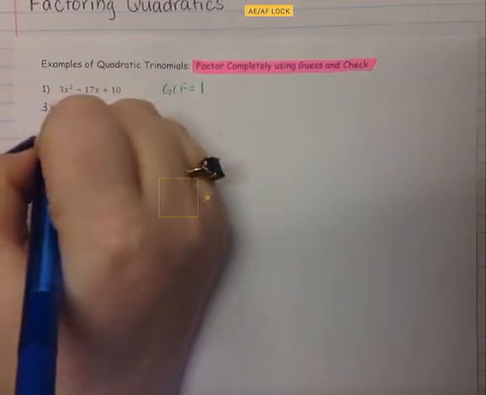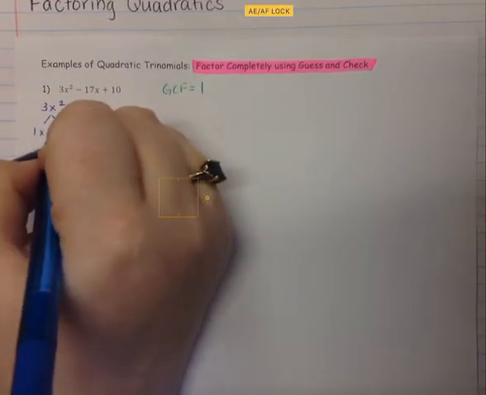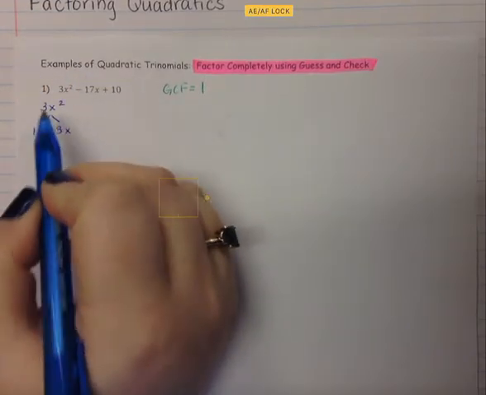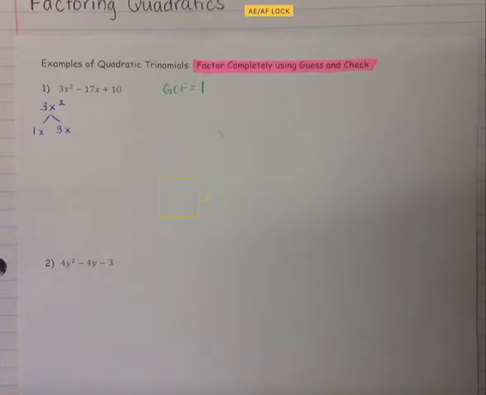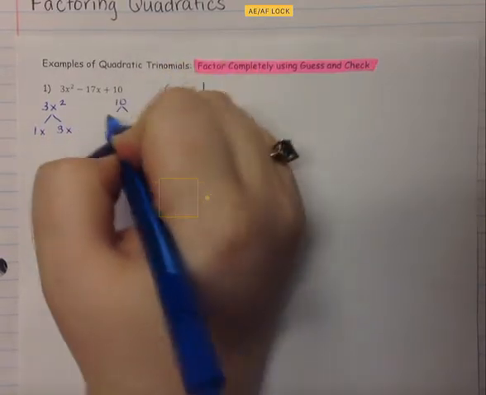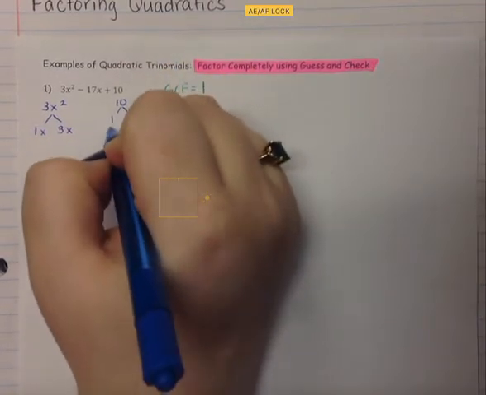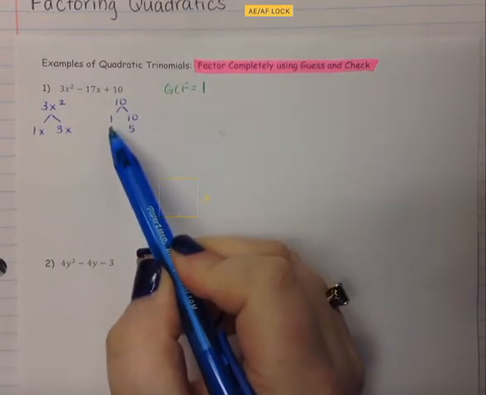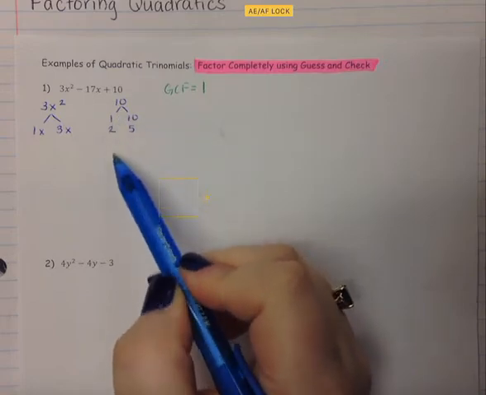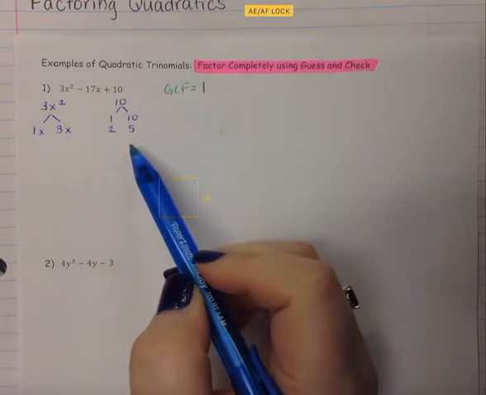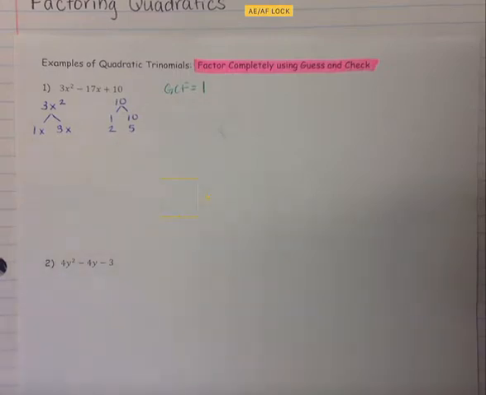So I know 3 is 1x and 3x, because 1 times 3 gives me 3, and x times x gives me x squared. Those are the only factors of 3x squared. Then I also have to take the factors of our c term, which is that 10. So I'm going to write out, I know it's 1 times 10, and then 2 times 5. Now I always go in order. I always start with 1, and then I make my way up. And that will actually help to keep things in a nice order. So I have all of my factors.